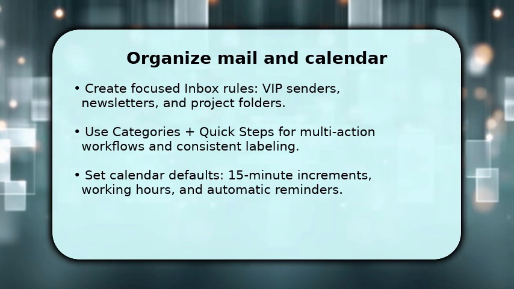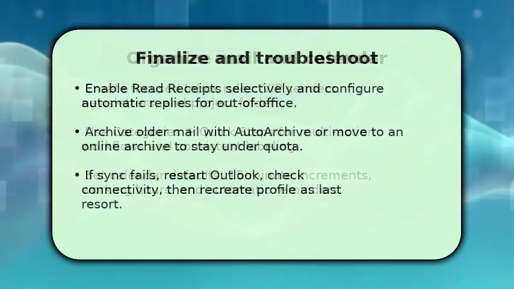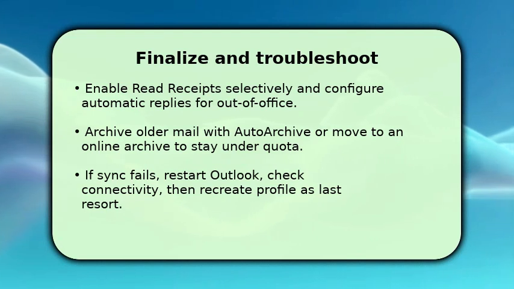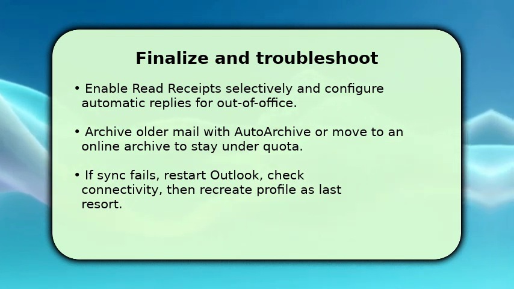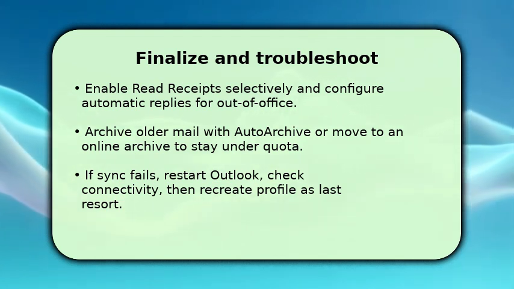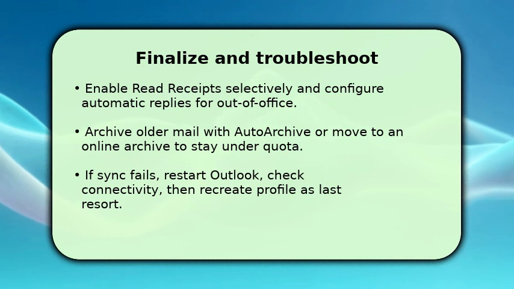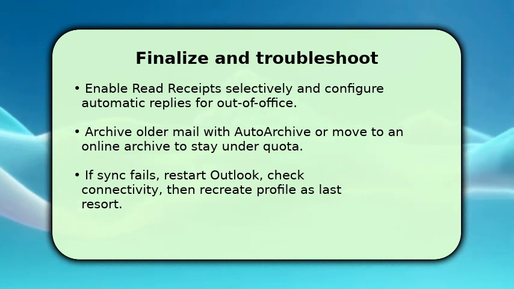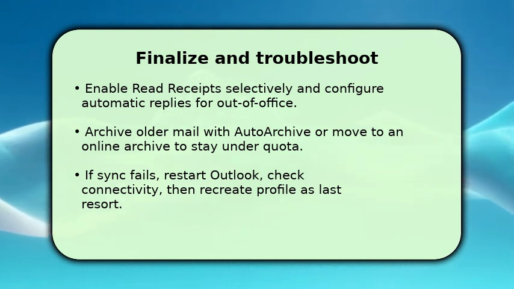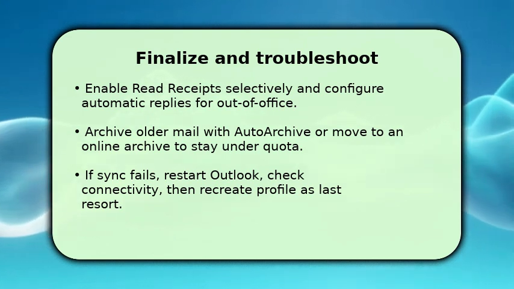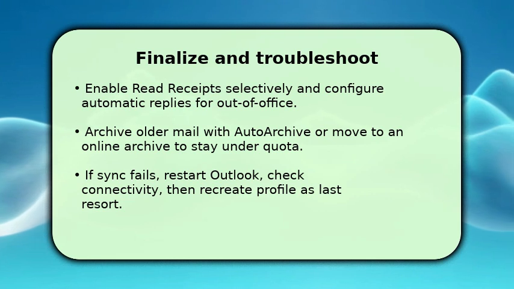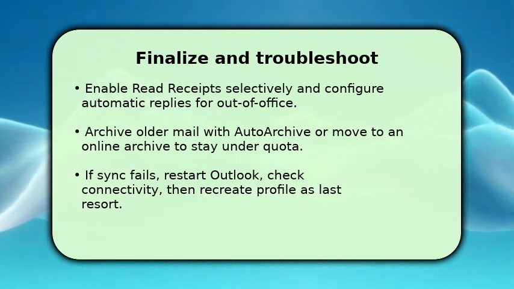You finish by locking in behavior and contingency plans. Enable read receipts sparingly and set automatic replies for planned absences so expectations are clear. Then archive older mail with auto archive or an online archive to stay under quota and keep search fast. If something goes wrong, follow a simple troubleshooting path. Restart Outlook, verify network and server status, clear stuck items, and finally recreate your profile if sync or folder issues persist. This sequence resolves most problems while protecting.